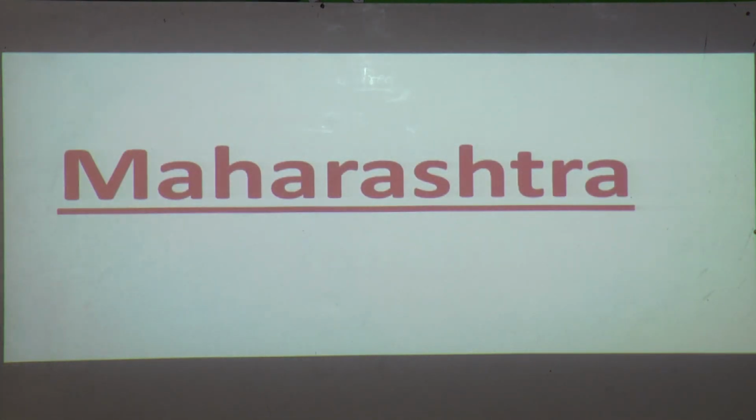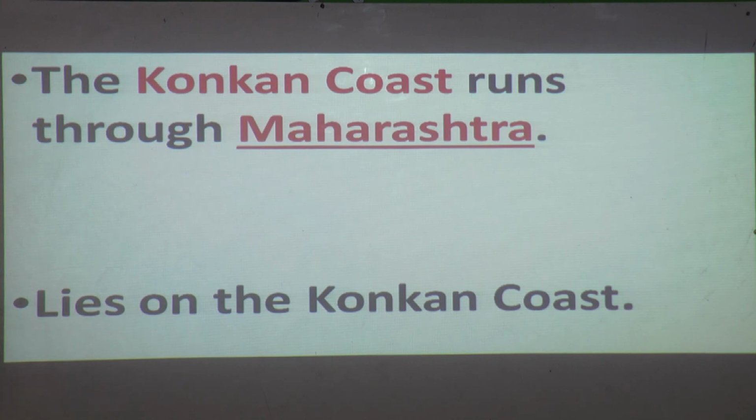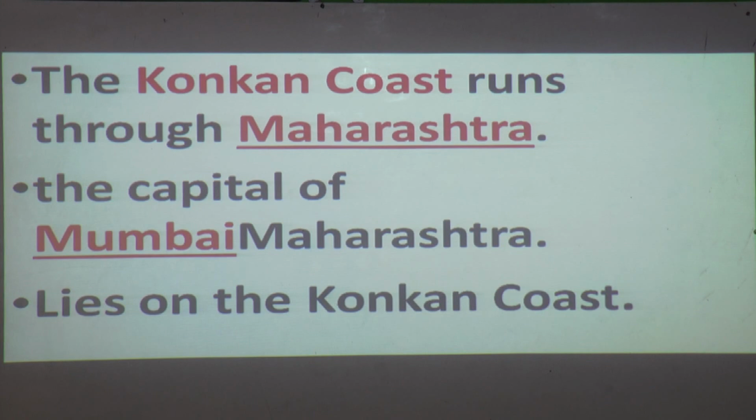Now let us come to Maharashtra. We have already discussed in the last chapter the traditional dress of Maharashtra and the festivals they celebrate. Yes, we all remember. Now we will see the Konkan coast that runs through Maharashtra. Where is Maharashtra? West side. What do we have there? We have the Konkan coast. It lies along Maharashtra, and its capital is Mumbai.